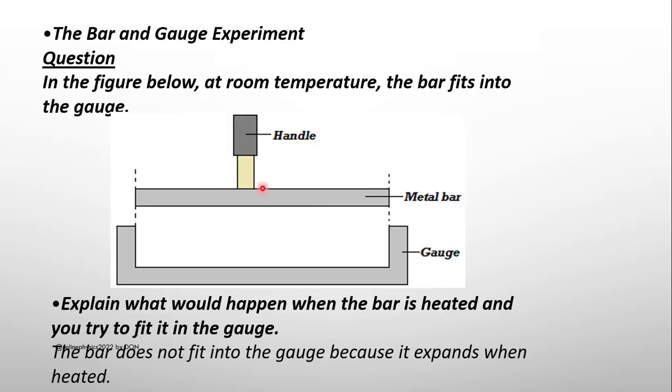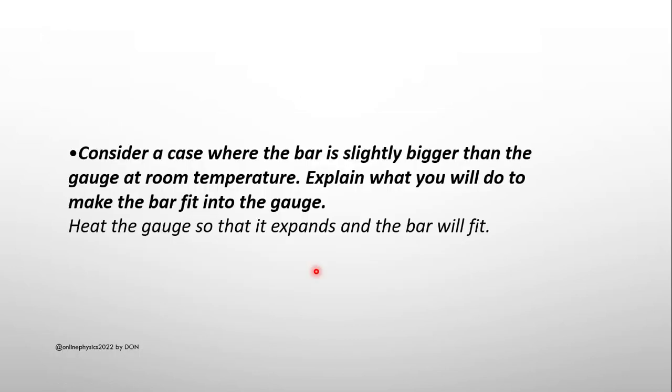So I'll go back to the diagram. Now they are saying whereby we have the metal bar being slightly bigger than the gauge. In that case, we are expected to make sure that we increase the size of the gauge. How can we increase the size of the gauge? By heating the particular gauge, and heating will result in expansion. So we heat the gauge so that it expands and the bar will fit.